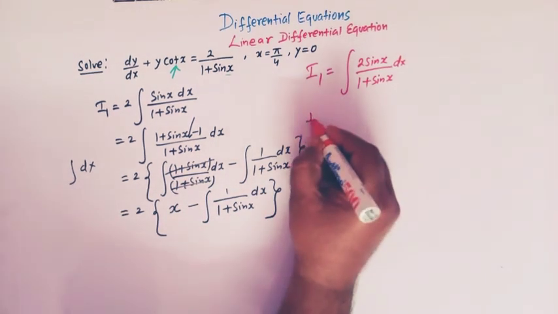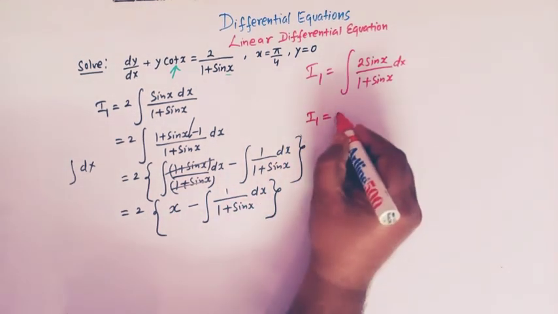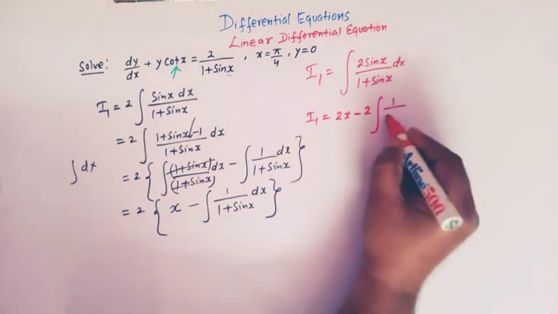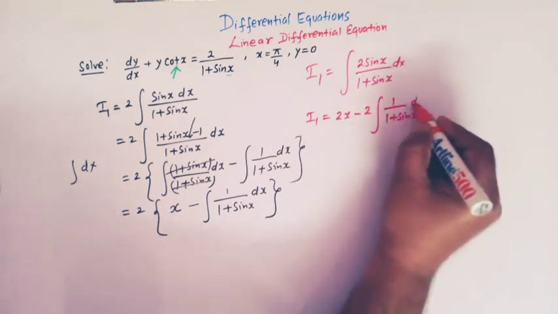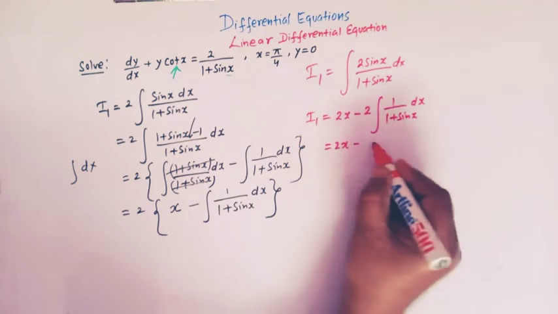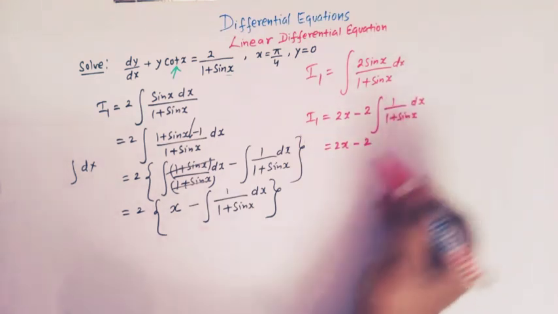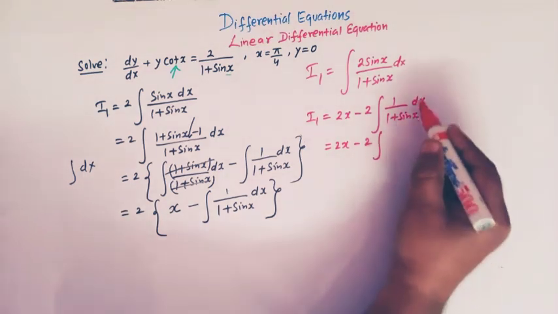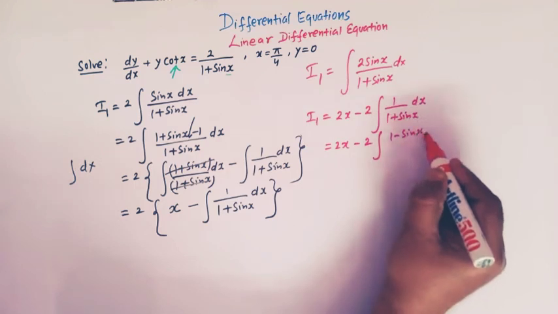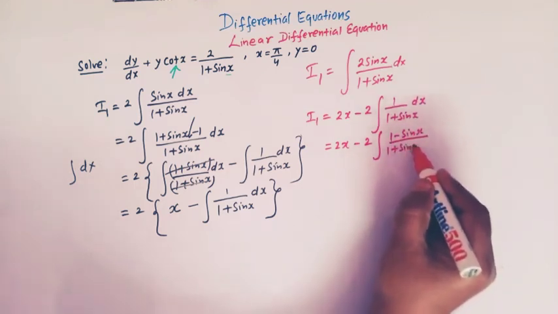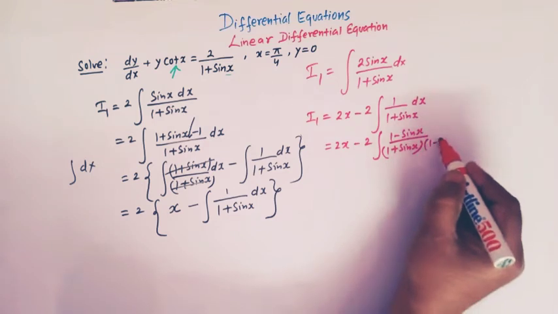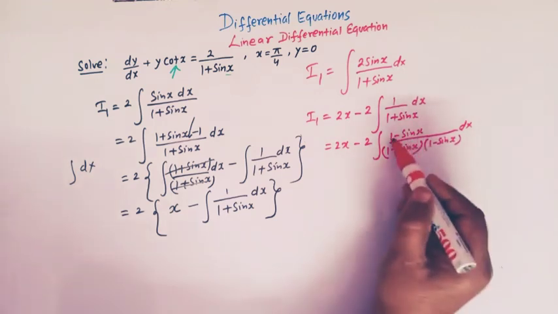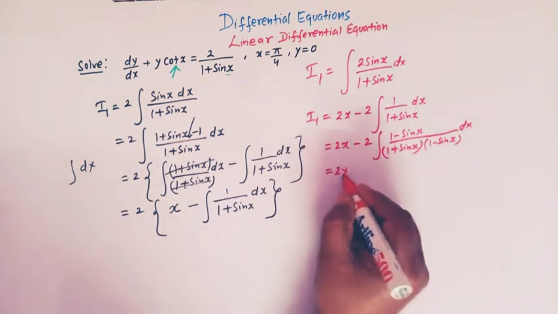So now viewers, we can rewrite this expression as 2x minus 2 times the integral of 1 over 1 plus sine x dx, right? Now in order to obtain the integral of 1 over 1 plus sine x, what we will do is multiply the numerator and denominator by 1 minus sine x, right? So we have this expression, and we are multiplying the numerator and denominator by 1 minus sine x. So let us see what we get.